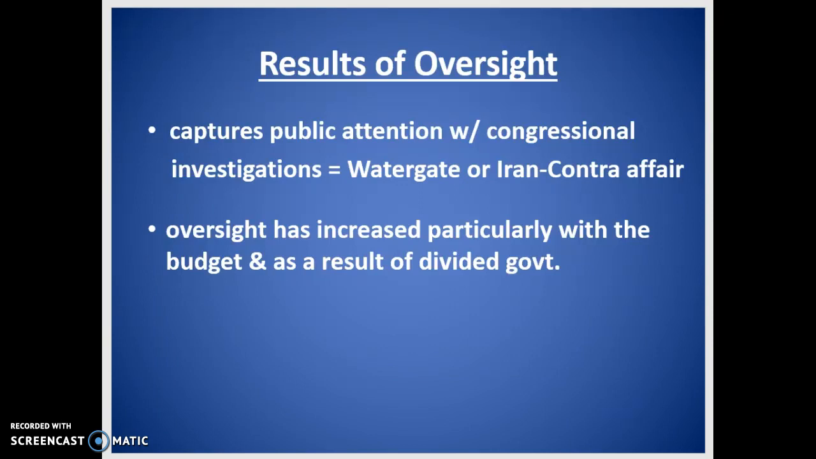And then lastly, oversight has increased, particularly with the budget and as a result of divided government. What does that mean? Well, budgets are going up. There's more money than ever being spent on these agencies, so we want to keep them in check there. And divided government is when we have a president that's from one party and the Congress controlled by a different party. Right now, we don't have divided government, although our government is pretty split for other reasons.